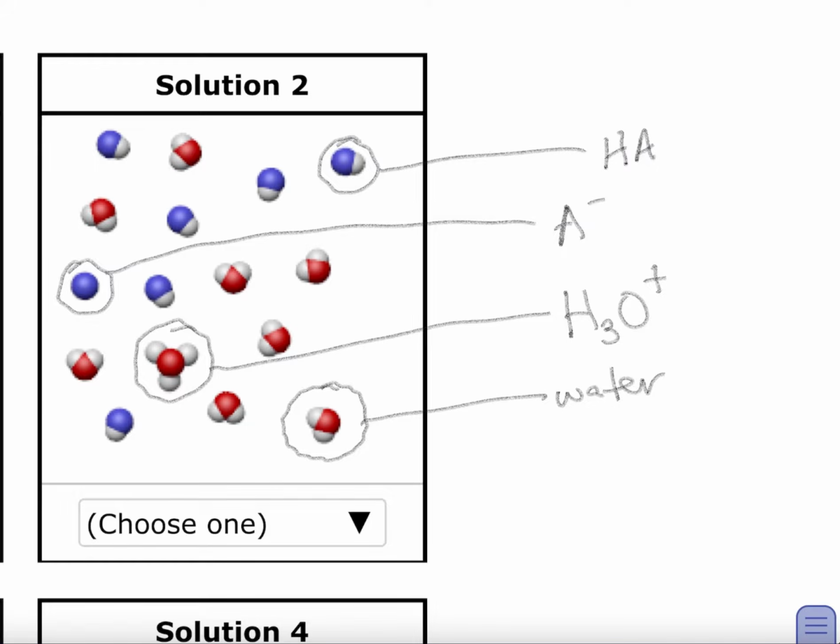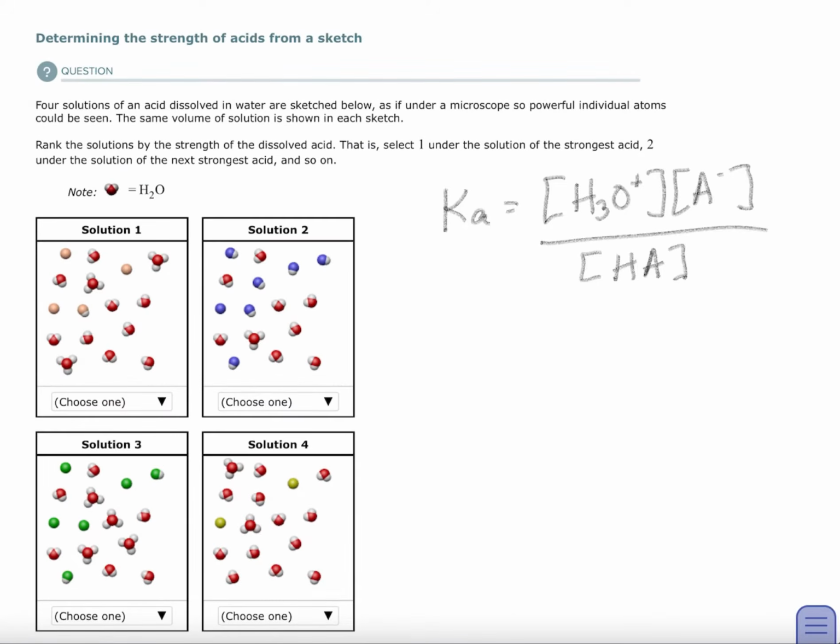So here's the pictures they give you. The 2-part one, HA, is your original acid. The 1-part one would be your conjugate base, and the 4-part one is the hydronium, and then water is the oxygen and 2 hydrogens. So those are the things you're looking for, and you're simply going to put them into the expression, the K sub A expression, and see which one has a bigger number.